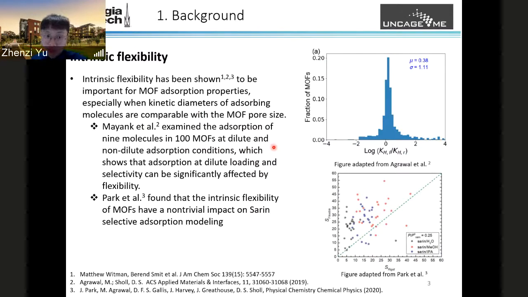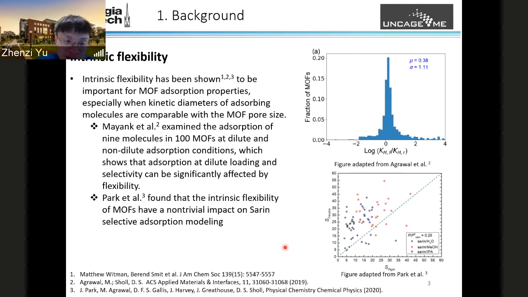To give several examples, Mayank and his co-workers examined the adsorption of adsorbates in 100 MOFs at dilute and non-dilute adsorption conditions, which shows that the adsorption at non-dilute loadings and selectivities can be significantly affected by this intrinsic flexibility. As you can see from the figure on the top, the axis is the ratio of the Henry constant from flexible prediction and the Henry constant from rigid prediction, and you can see a large portion of the MOFs are actually influenced by this type of flexibility.